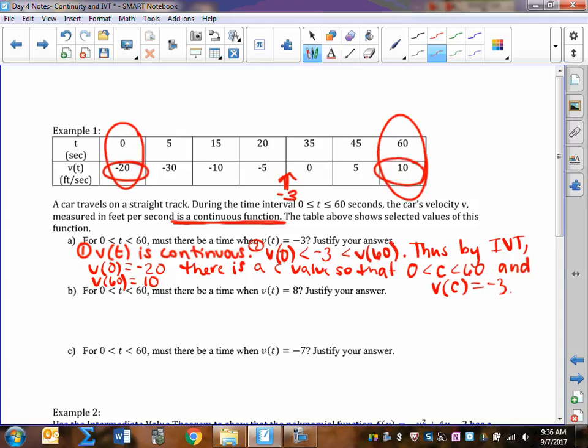Okay, so this will be kind of the format that we follow each time. First, state whether or not it's continuous. Go ahead and state what those endpoints are. It just shows that they're not equal. And then we state that the y value is in between. Then we can claim it.